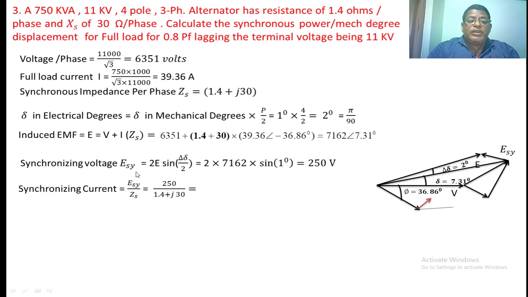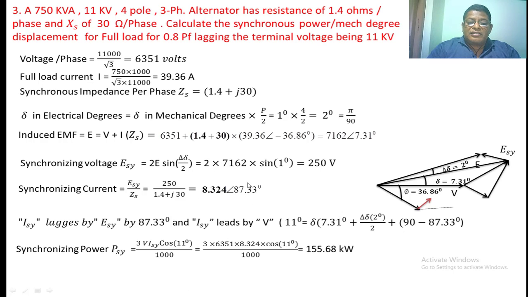Now the synchronizing voltage Esy, from this phasor diagram, Esy equal to 2E sin delta by 2, that is equal to 2 into 7162 into sin of 2 degrees divided by 2, nothing but 1 degree. You are getting 250 volts. Now the synchronizing current equal to the synchronizing voltage divided by the synchronous impedance. We are getting 8.324 at an angle of 87.33 degrees.